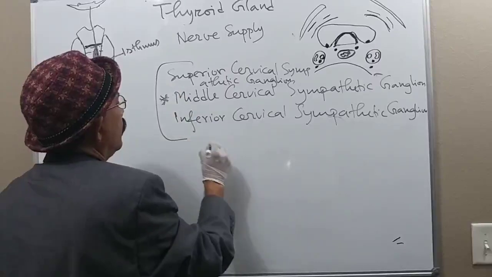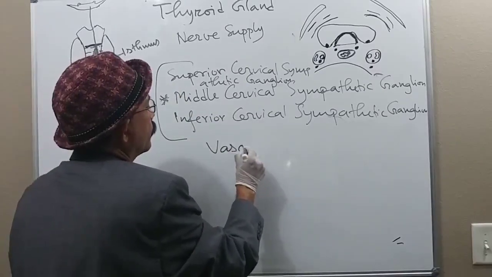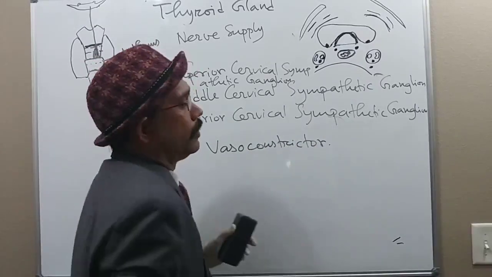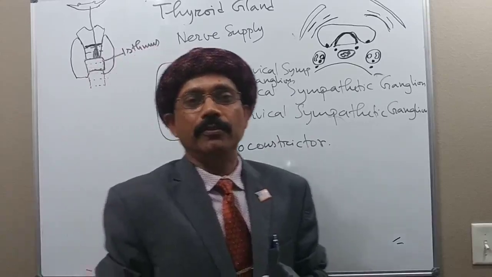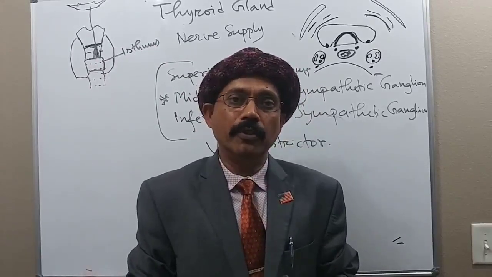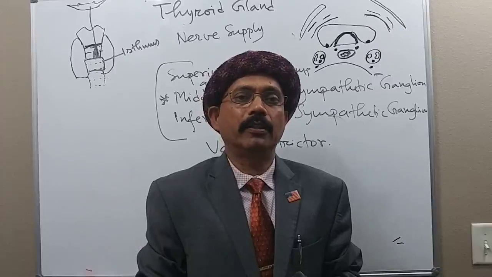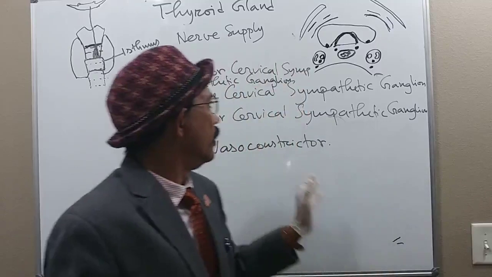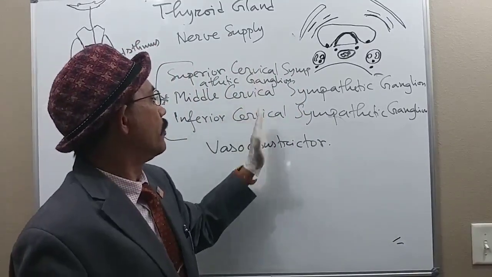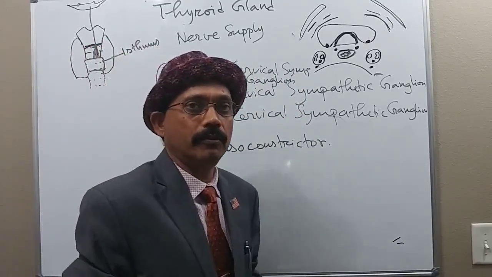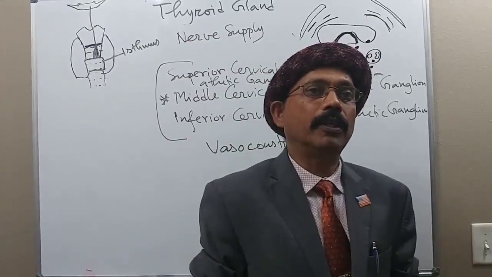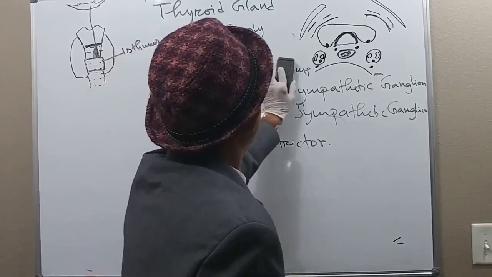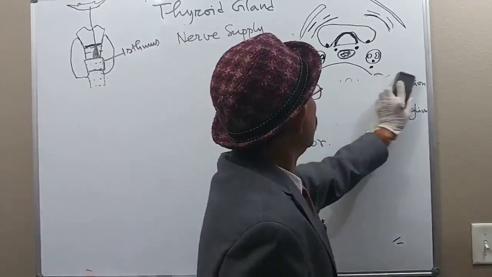They are vasoconstrictor. The thyroid gland secretion is controlled by the thyroid stimulating hormone, which is controlled by thyrotropin releasing factor from the hypothalamus. The role of the sympathetic nerve supply is vasoconstrictor. Now we go to some of the relationships of the thyroid gland.